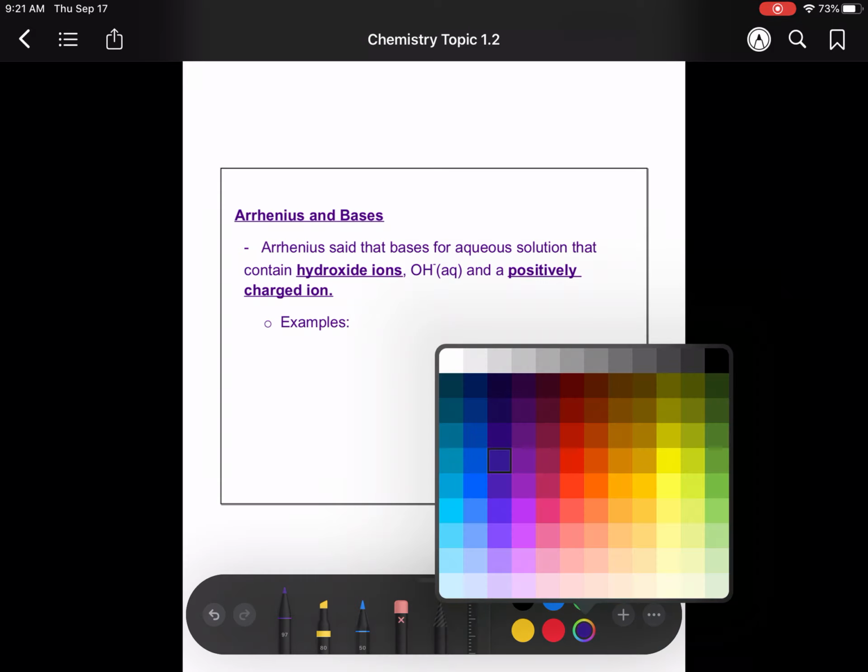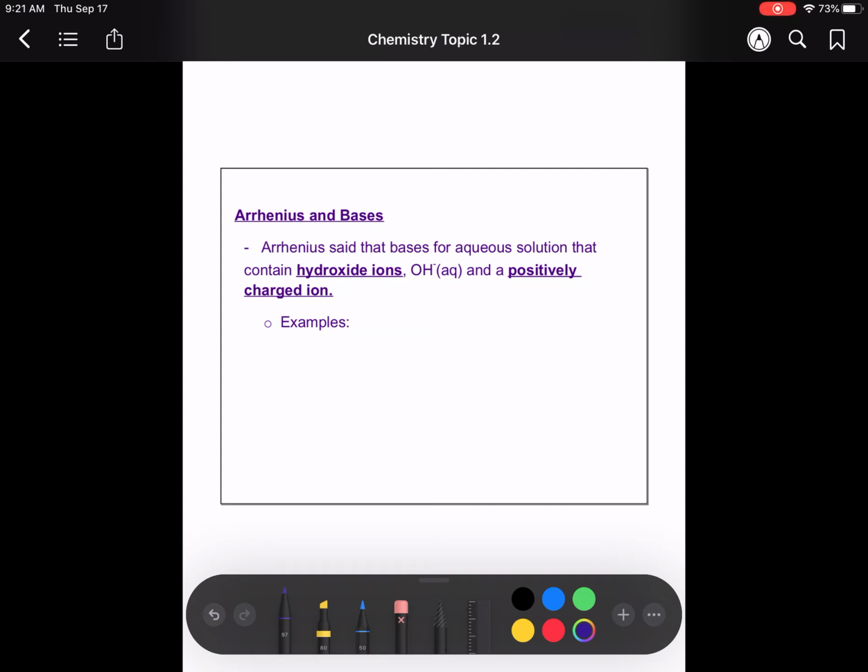So if we go to an example here, I'll do sodium hydroxide, because that is a base, in water, breaks down into Na+ and OH-. All right, so that is all he was saying, is that when we put stuff in water, it's going to break down into its ions.